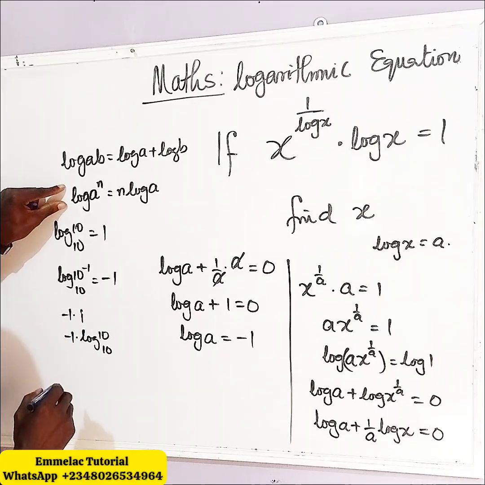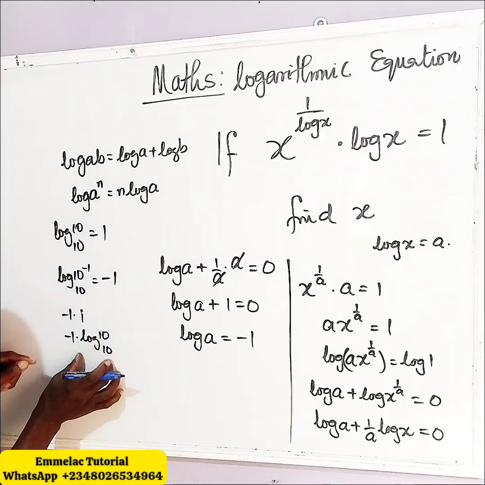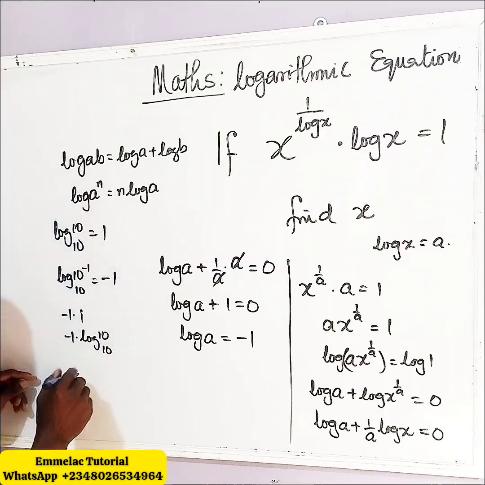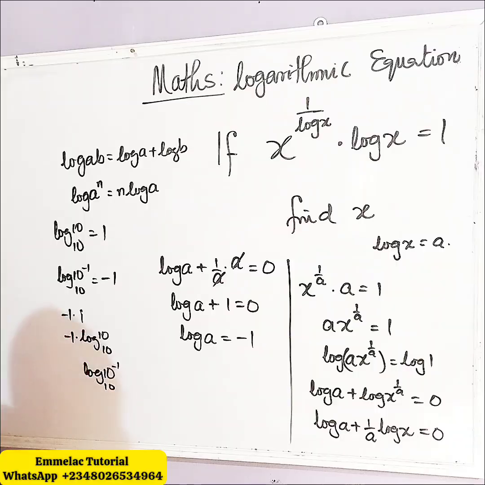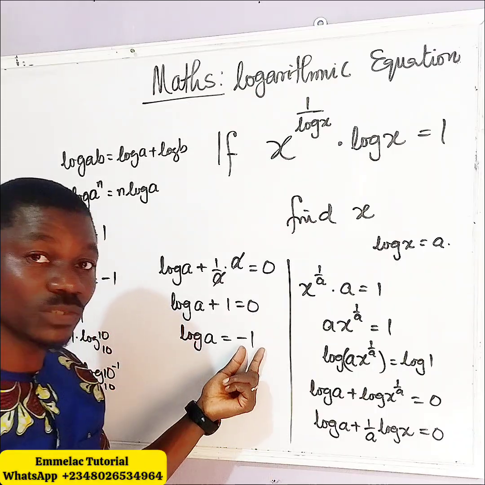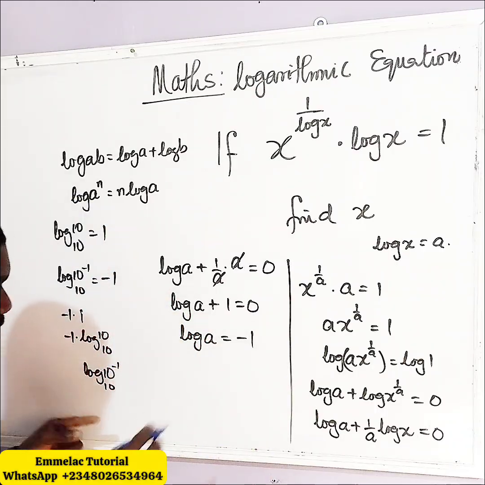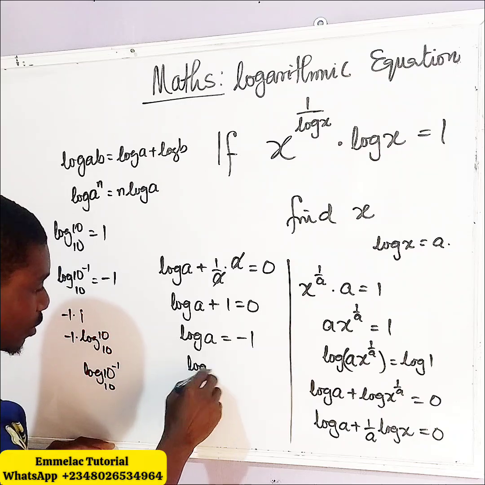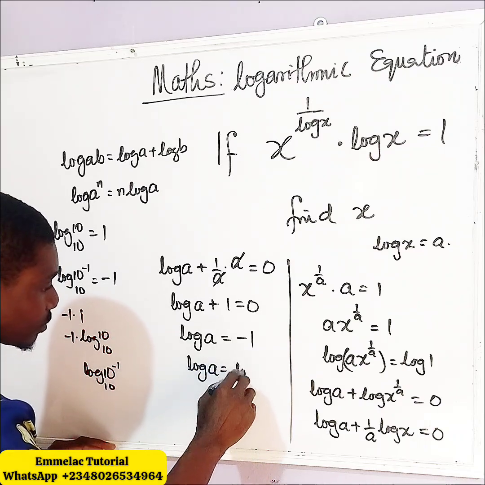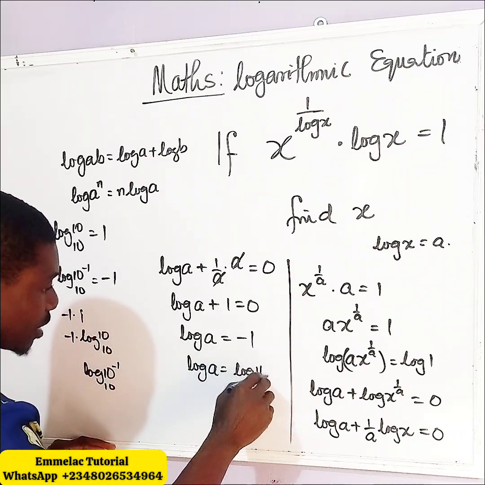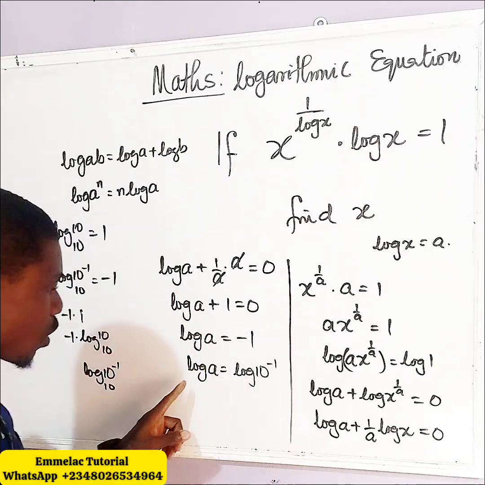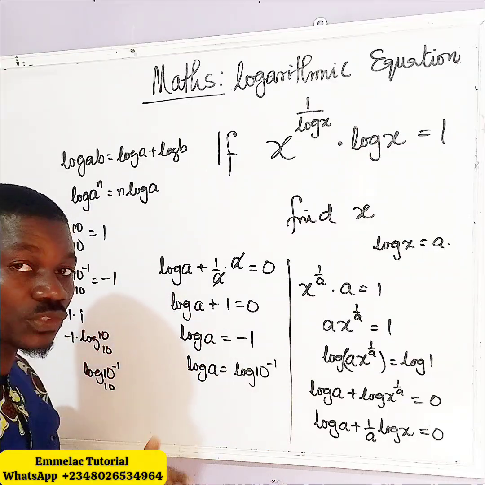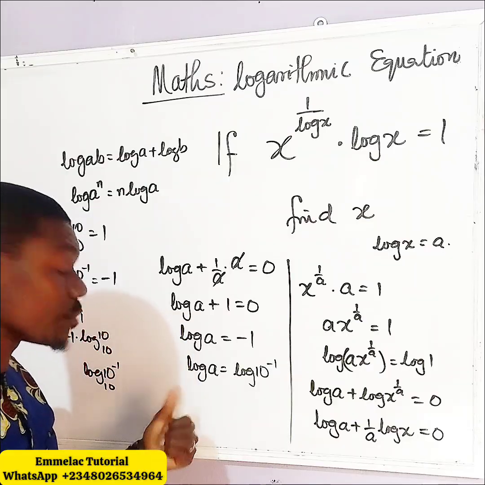So now according to this log, you can see that this is similar to this. We can actually transform it to this, giving us log 10 to the power minus 1 base 10. Now which means we can replace minus 1 with this. So here we have log a equals log 10 to the power minus 1. Now to undo this log, we just need to raise it to base 10.